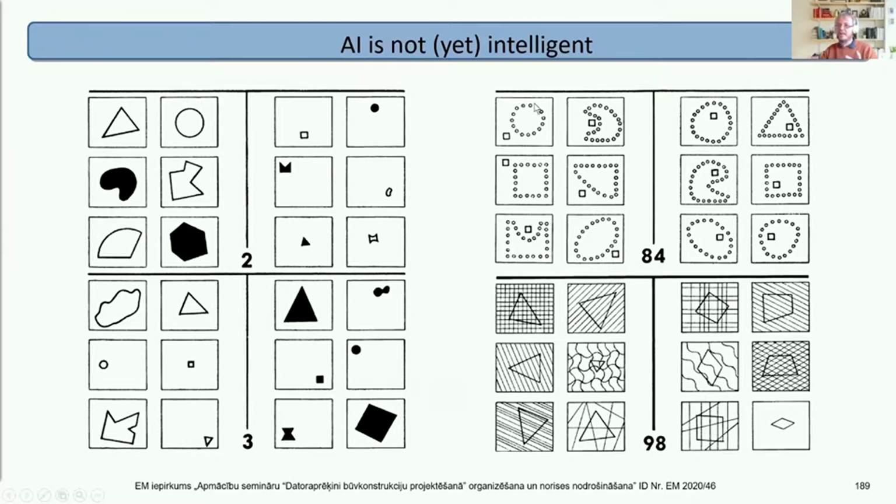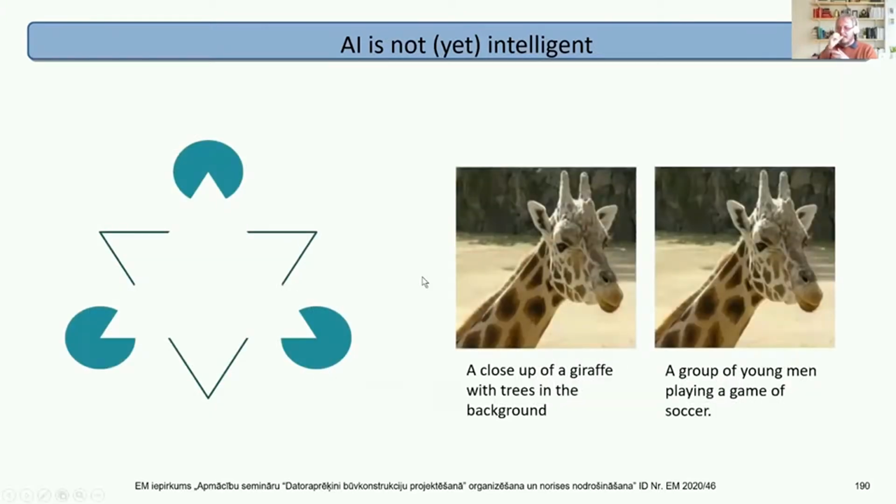This one has got to recognize that these dots actually form an enclosure and things are inside or outside. And these ones, where there's a shape on a hatched background, we can recognize the triangles and squares or whatever quite easily. We can ignore the background. AI really struggles to ignore the background. AI does not think in the same way that we do.